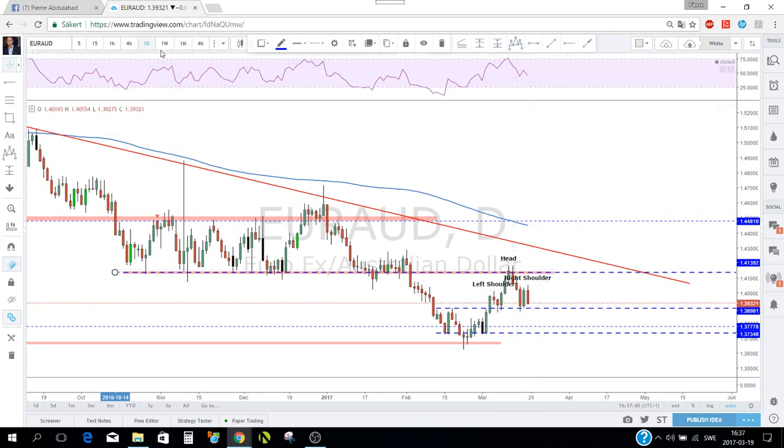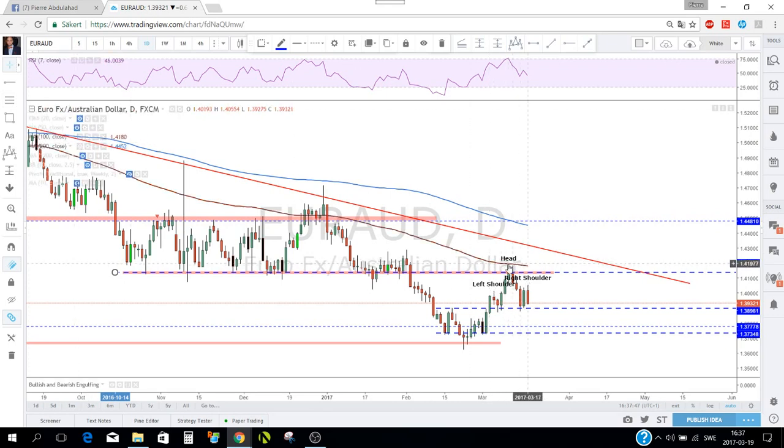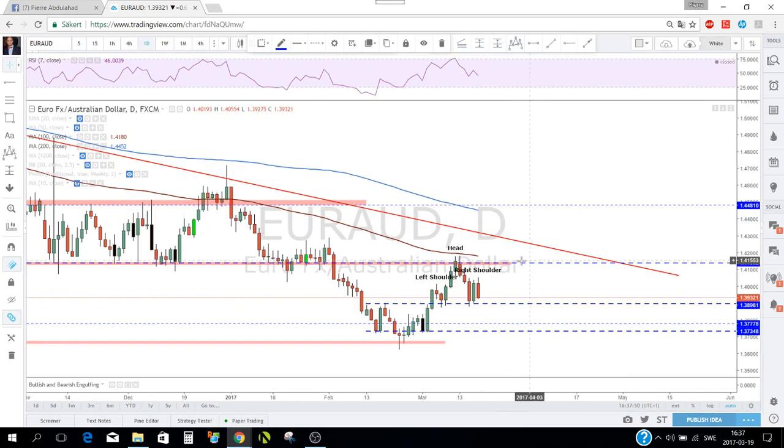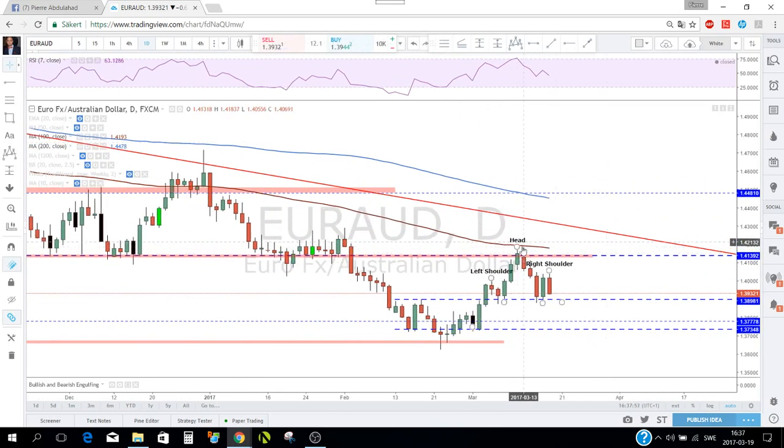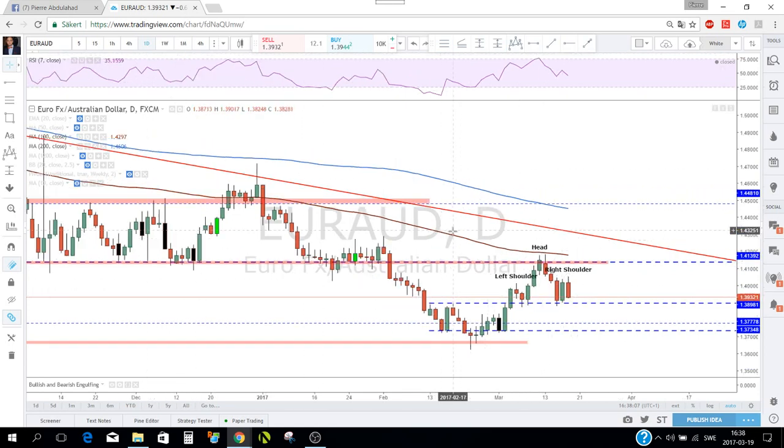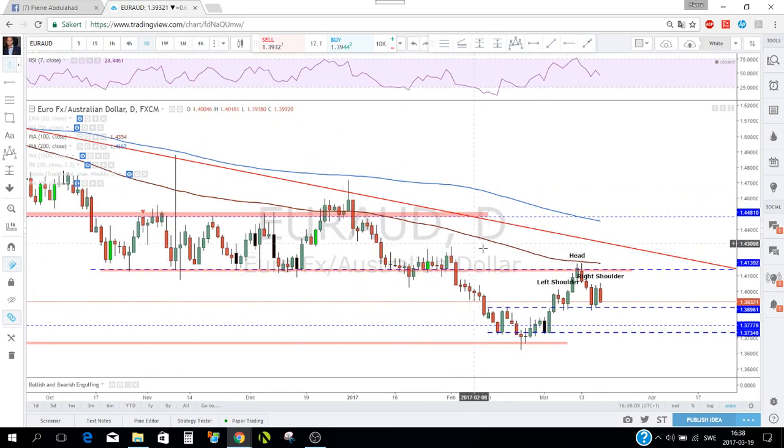For now we're still trading below the 200 daily moving average and below the 100 moving average, and that 100 daily moving average was respected last week. Price was some pips below the 200 before it got rejected. So we're still trading below the 100, the 200, below the trend line, below this old structure.